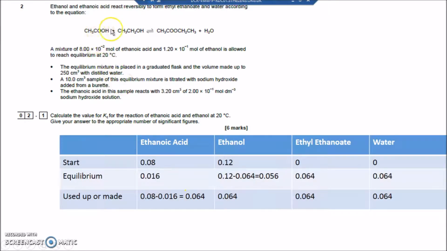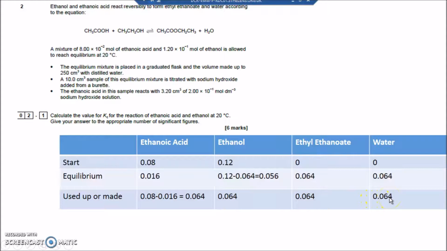So 1 mole of ethanoic acid reacts with 1 mole of ethanol to make 1 mole of ethyl ethanoate and 1 mole of water. So if I've used up 0.064 moles of ethanoic acid, I must have used up 0.064 moles, the same amount of ethanol, and I must have made the same amount, 0.064 moles of ethyl ethanoate, and the same amount of water, 0.064.